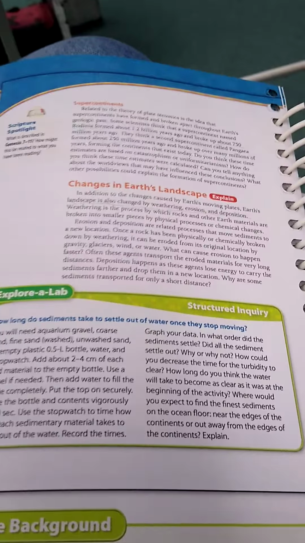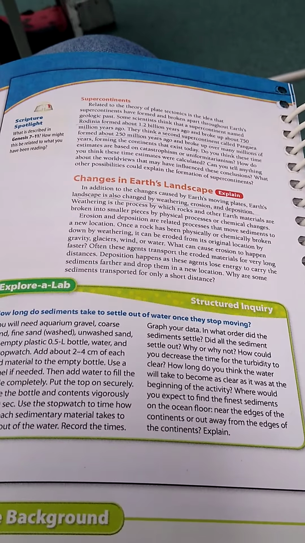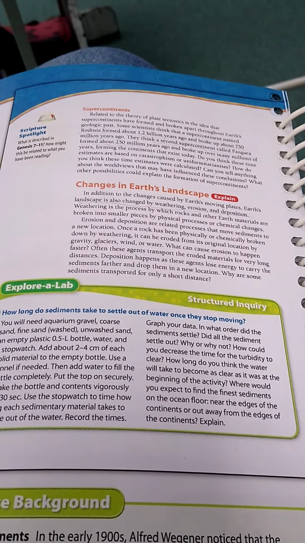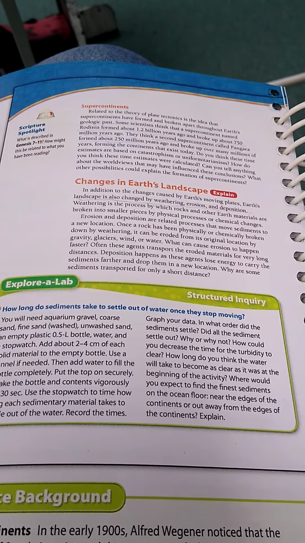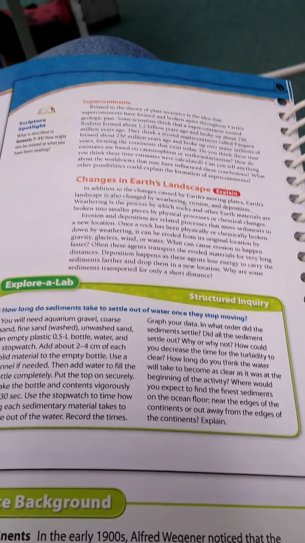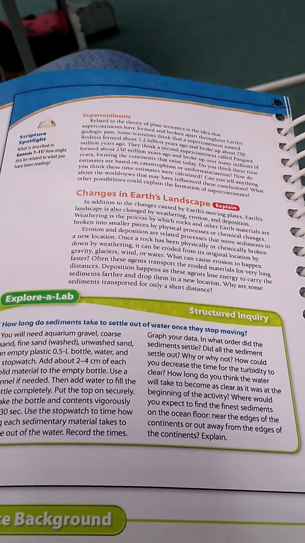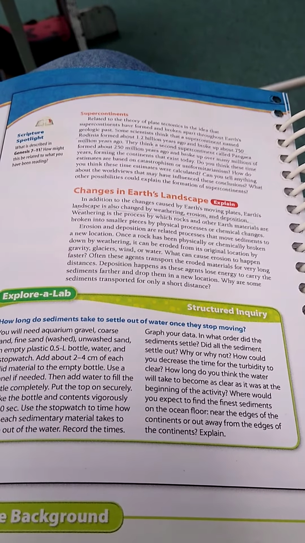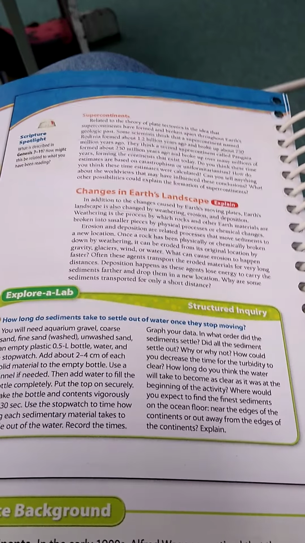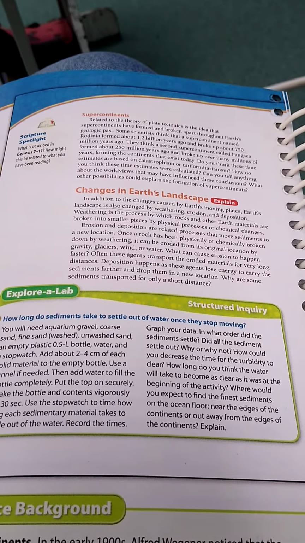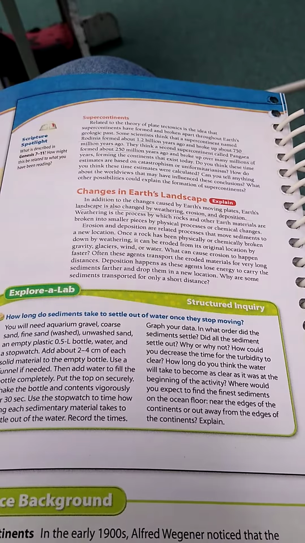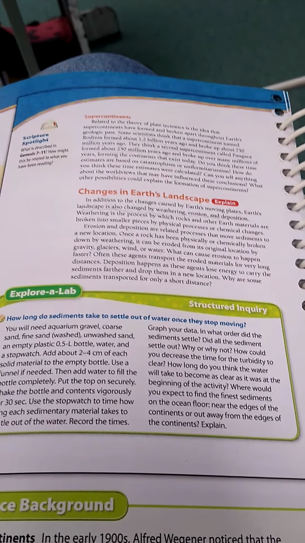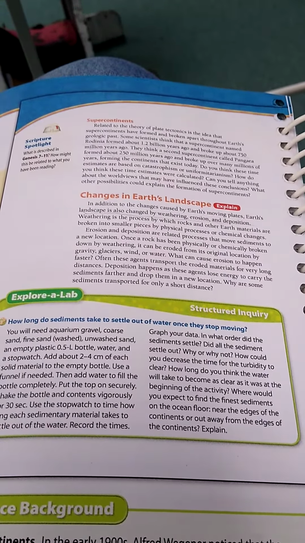Now, how does the Earth change in its shape, in its landscape? Well, three major ways: weathering, erosion, and deposition. All right? So, next one you should write down is weathering. And weathering, as their book says, is the process by which the rocks and other materials in the earth are broken into smaller pieces by physical process or chemical change. So it's a breaking down process.